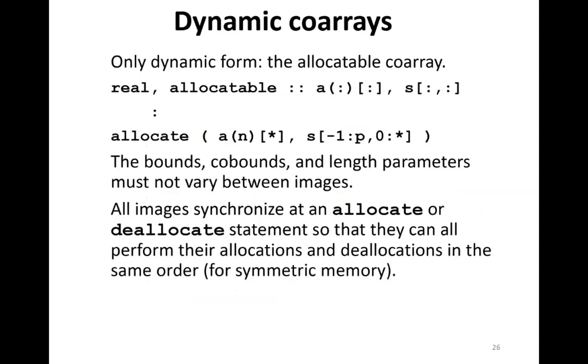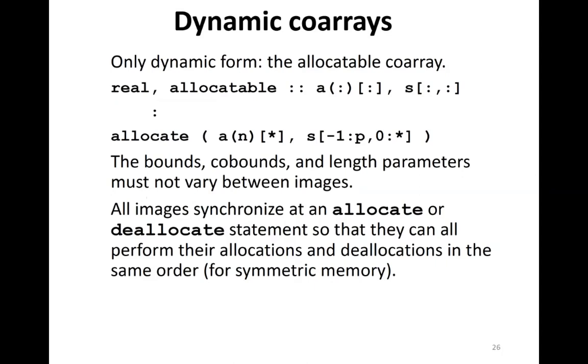Dynamic arrays, the only form is the allocatable array. If I declare an allocatable coarray, so here I've declared A with one local variable and one co-dimension, and S is a scalar with two co-dimensions. And now we have an allocate statement here. That has to be executed on all the images with the same sizes. That's so that the memory can be kept consistent.